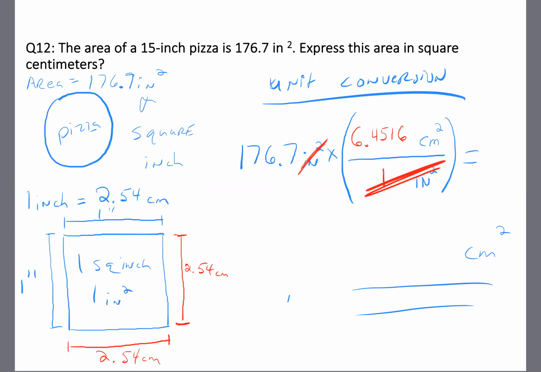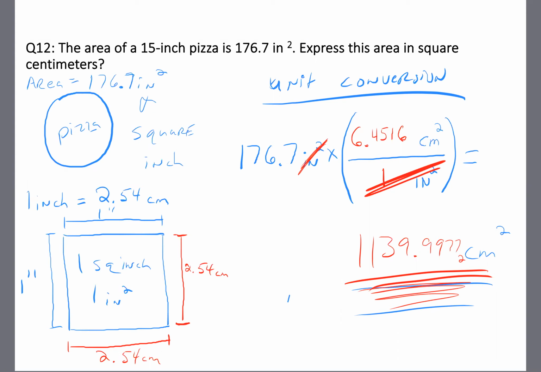my units cancel, and then I need to multiply the area of my pizza, 176.7, times 6.4516, and I end up getting 1139. This is what my calculator gives me, 1139.99772. I'm just writing all the digits right now. That's how many square centimeters are present in this pizza. So that's a lot of pizza. I'm happy because I'm getting hungry, right?